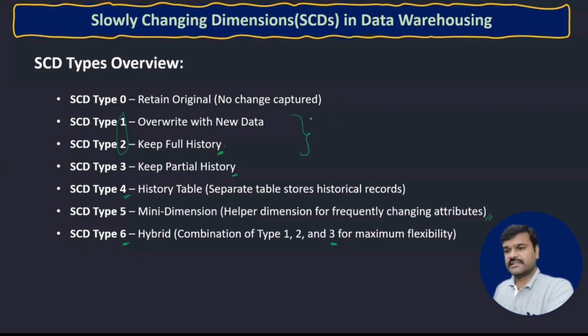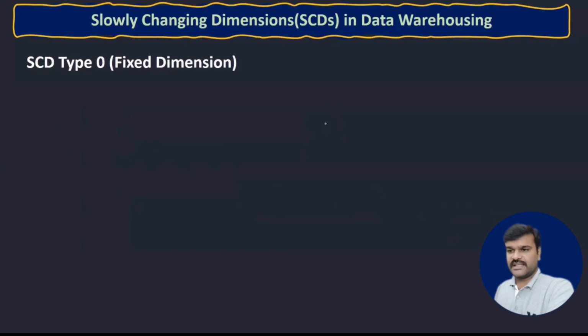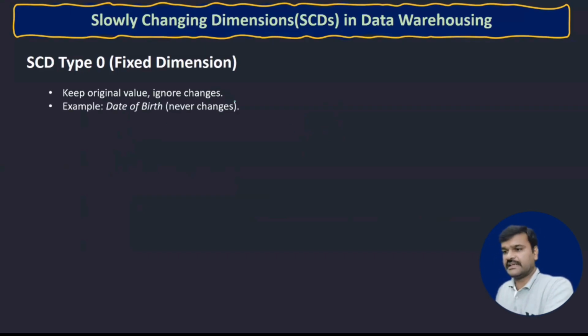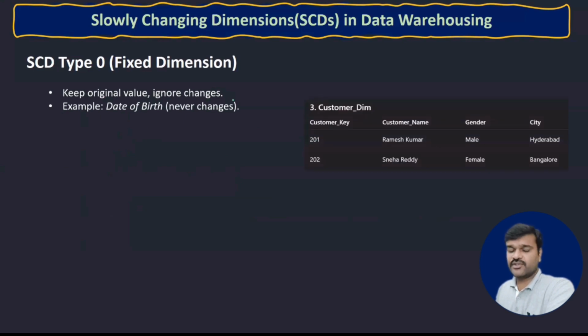Okay, now let us understand what type 0 is. Nothing much here, as mentioned, it is always a fixed dimension. Keep the original value, ignore the changes. What you initially give as the value is going to stay forever. For example, if you give the address initially as Hyderabad, that is never going to change, even if you try to update it. Gender also, if you give it the first time, is locked forever. That's type 0, simple.